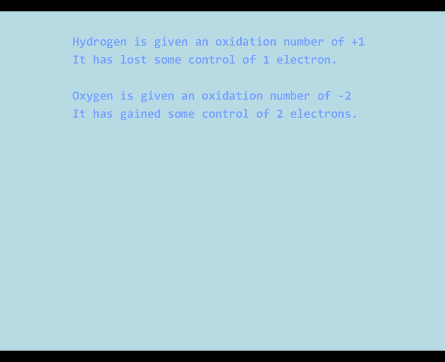Oxygen, on the other hand, is given an oxidation number of -2, and that's because it's gained some control of 2 electrons. It's gained an electron from each of the 2 hydrogen atoms in the water molecule.